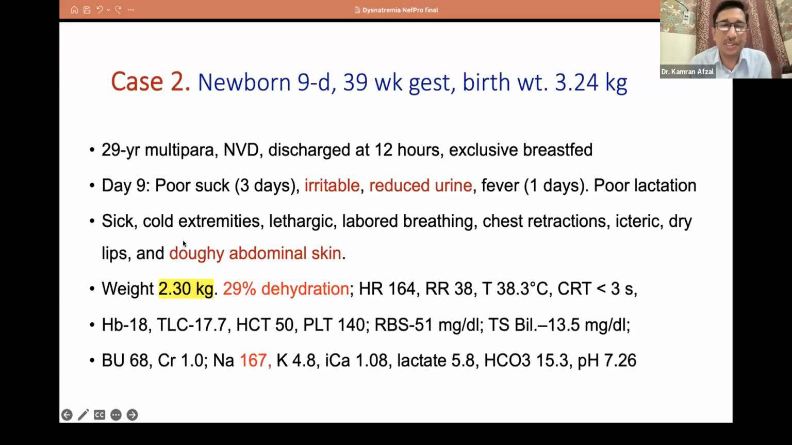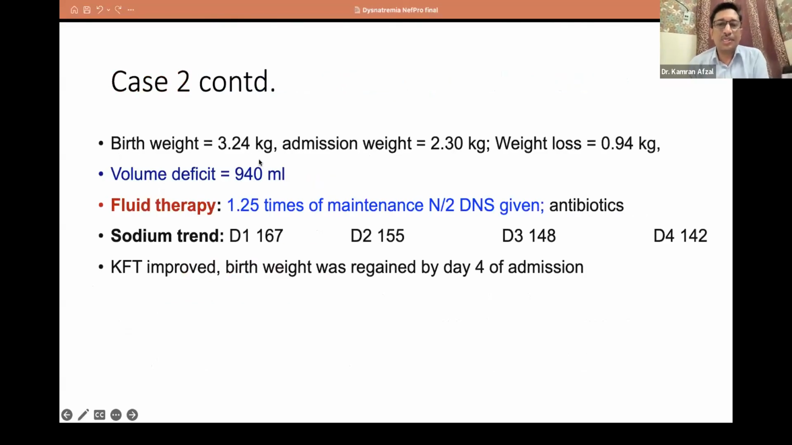He had a doughy abdominal skin, which is a significant indicator that the patient has a serious hypernatremia. His weight was found to be 2.3 with a 29% dehydration. And we found that this patient had a high urea and creatinine, and the sodium levels were 167. So in this case, the difference between the birth weight and the admission weight was around 940 grams, so he had lost around 940 grams. So the volume deficit was around 940 ml.